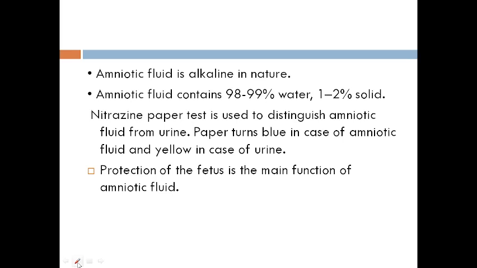The nitrazine paper test is used to differentiate amniotic fluid from fetal urine. The paper turns blue in the case of amniotic fluid and yellow in the case of urine. The main function of amniotic fluid is protection of the fetus inside the uterus.